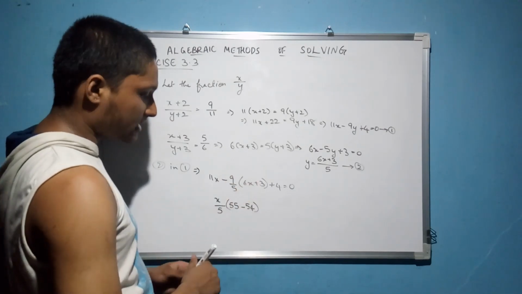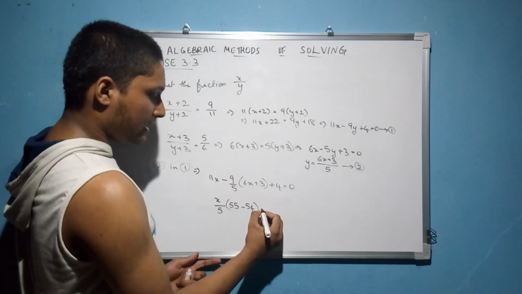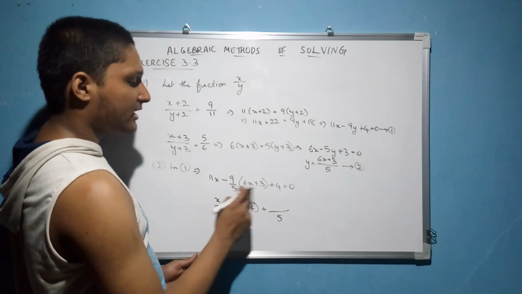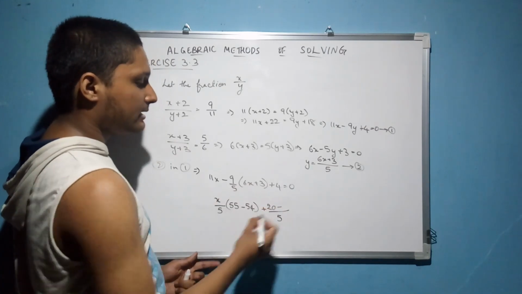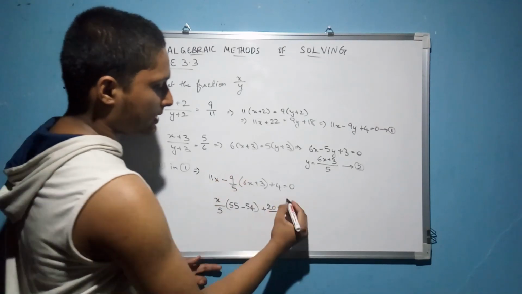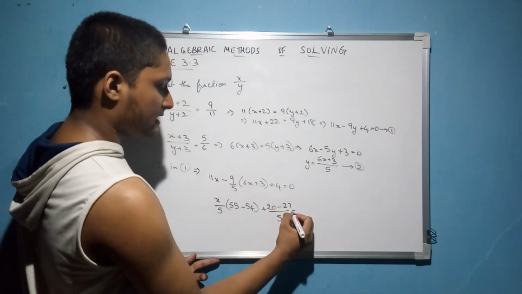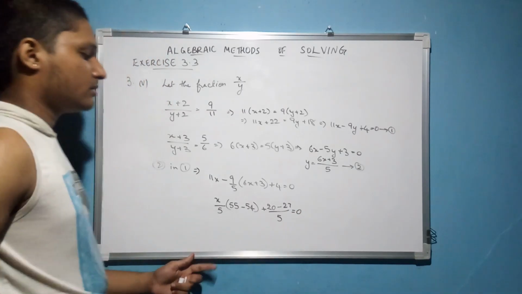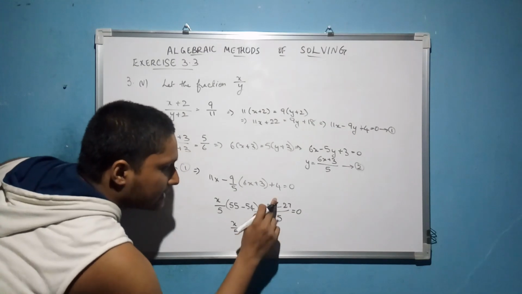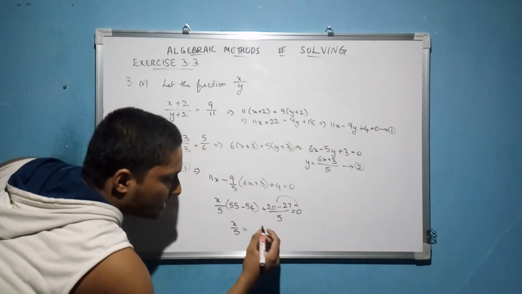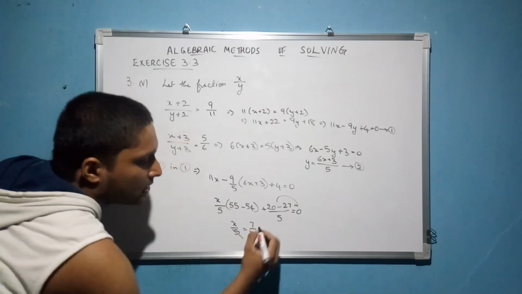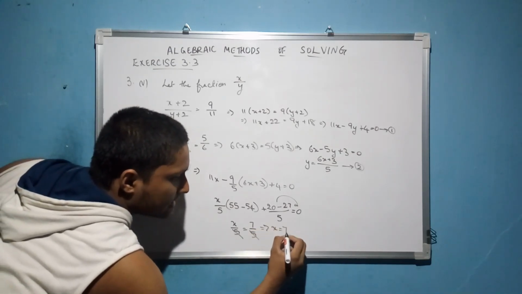Then you have the constant terms. Constant terms again I'll take divided by 5 only. 5 into 4 is 20, 20 minus 9 into 3, that is 27. 27 by 5 is equal to 0. Okay, what we are going to get here is x by 5. I'll take this one to the right hand side. It comes to be 7 by 5. 5 and 5 get cancelled. You are going to get x is equal to 7.